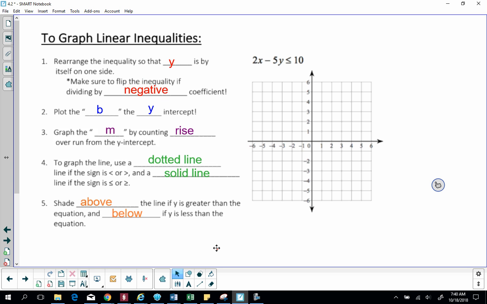All right, so first step is rearrange the inequality so that y is by itself on one side. So basically going from standard form to slope-intercept form. And so first I'm going to write out my equation right here.